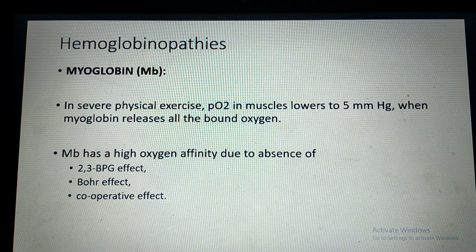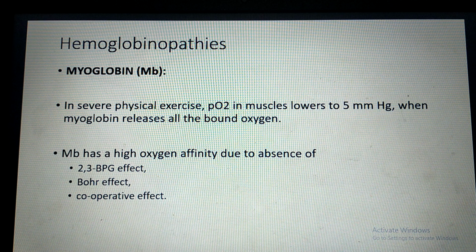That means when we are doing exercise, our muscle requires more oxygen. The body will not be able to supply that much oxygen at that moment. Now the myoglobin comes into play and supplies oxygen to the tissue.